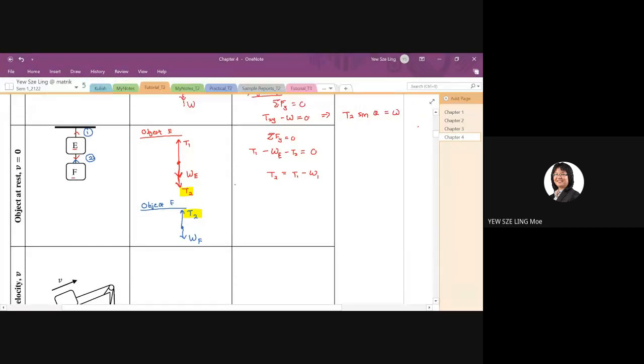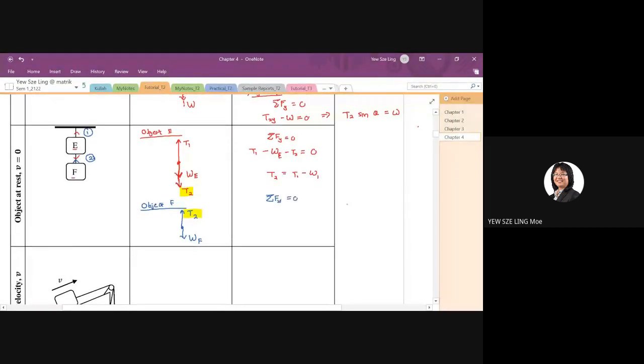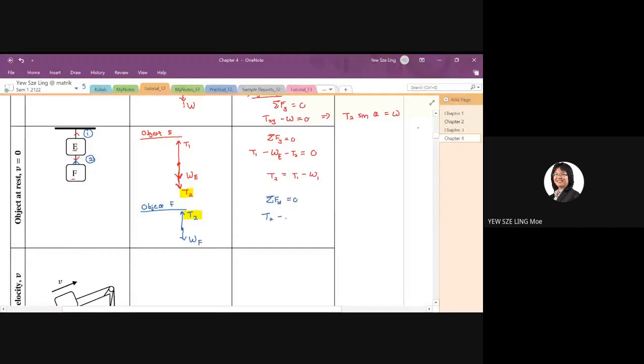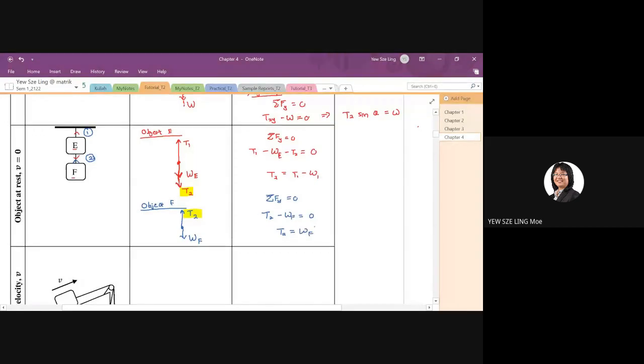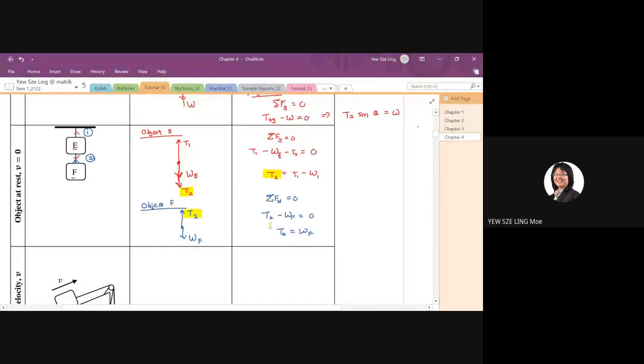Now let's look at the equations for object F. So summation Fy is equal to 0. Right, now I have only two forces, one going up, one going down. Straight away, you know, T2 minus WF is equal to 0. So T2 is now equal to WF. So now if you look at these two equations, both of them have T2 on the left-hand side.